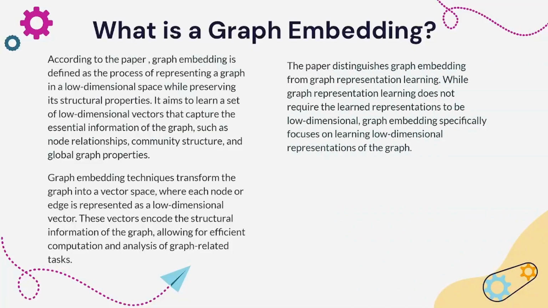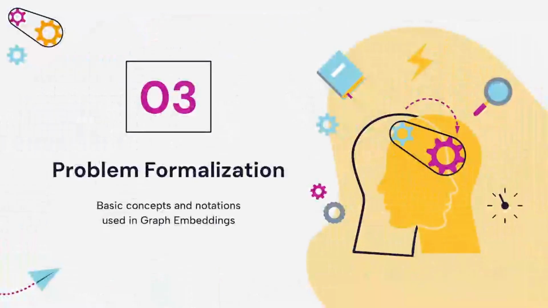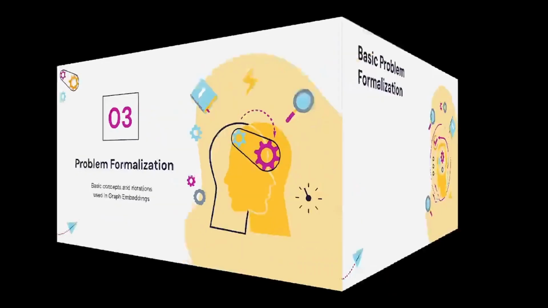The paper also distinguishes graph embedding from graph representation learning. While graph representation learning does not require the learned representations to be low-dimensional, graph embedding specifically focuses on this part. Now coming on to the problem formalization part, in this we will cover the basics of the representations that have been covered in the paper. There have been 6 definitions that have been given. We will not go into the depth of that.